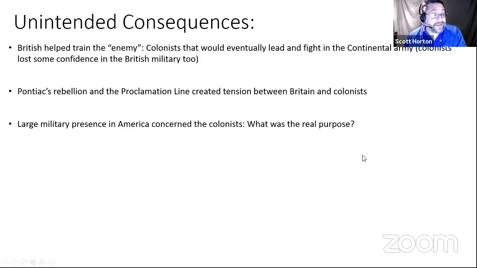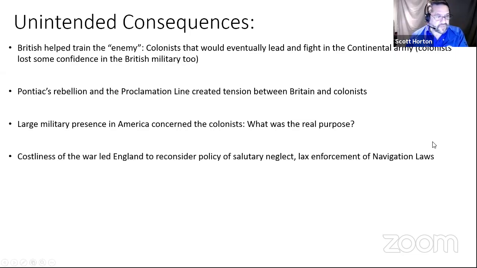The British remained in North America after the war. They kept a large military presence. And this was concerning to the colonists. A standing army in the 1700s was considered to be a threat to liberty. And the concern was, what exactly is going on here? The French, of course, have been defeated. Pontiac's rebellion has been put down. So why do we need a military presence here? Is there some other more nefarious reason? And you'll see the colonists are going to identify plots everywhere by the time we're done today.